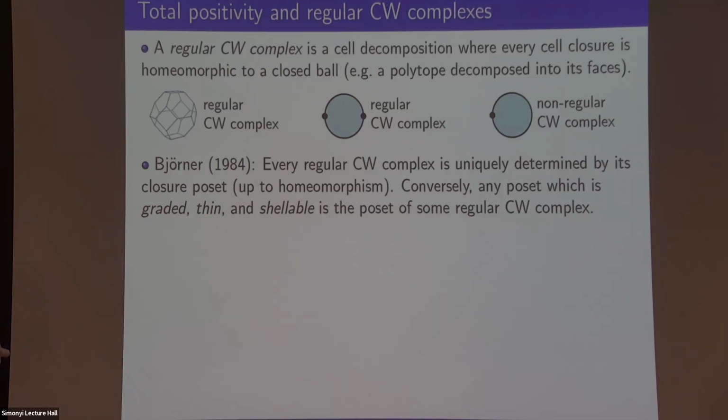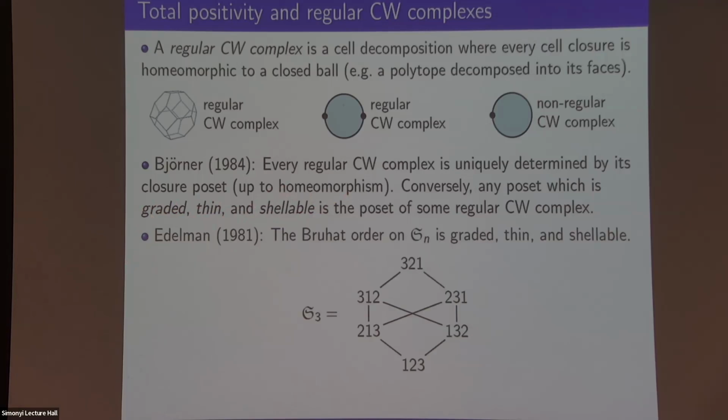And conversely, there are natural combinatorial conditions which imply that a given poset is the closure poset of some regular CW complex. That's called being graded, thin, and shellable. Okay, so graded and thin are kind of the trivial properties, and shellable is an interesting combinatorial one, and there are lots of techniques people have developed for proving shellability. And there are interesting posets which are graded, thin, and shellable, but they don't come from polytopes.